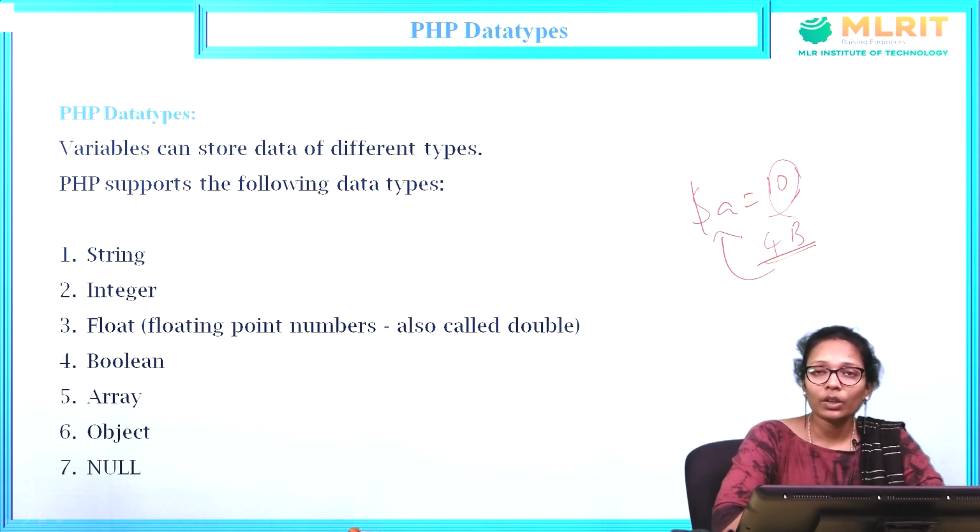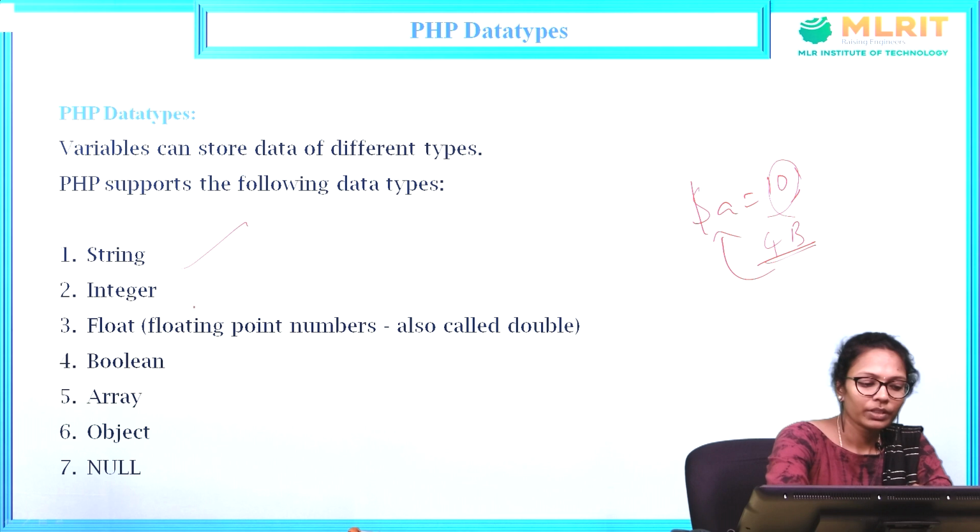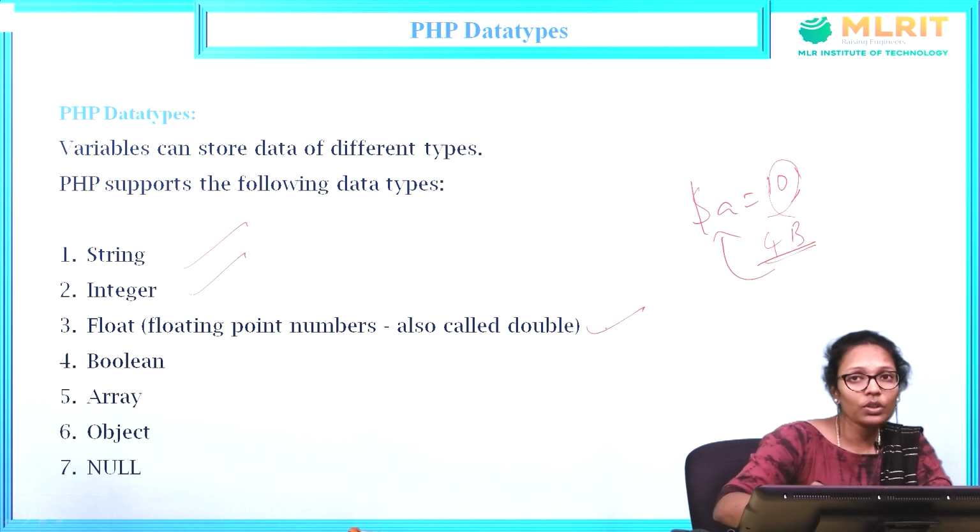So it will not allow you to declare the variables using the data type, but still it needs to know the data type to allocate the memory. So based on the value, it will decide the data type. So what are those data types? One is string, integer, float or double, boolean, array, object and null. We'll see them one by one.